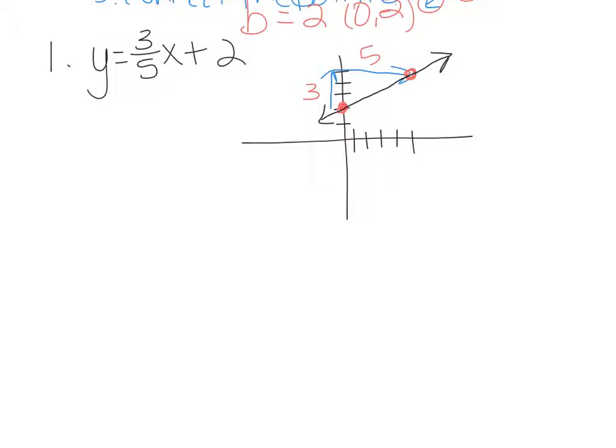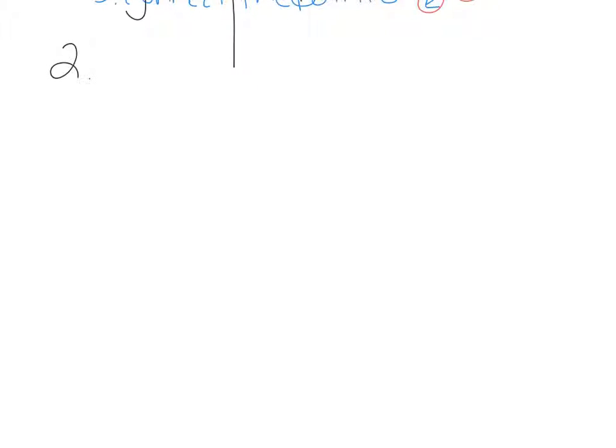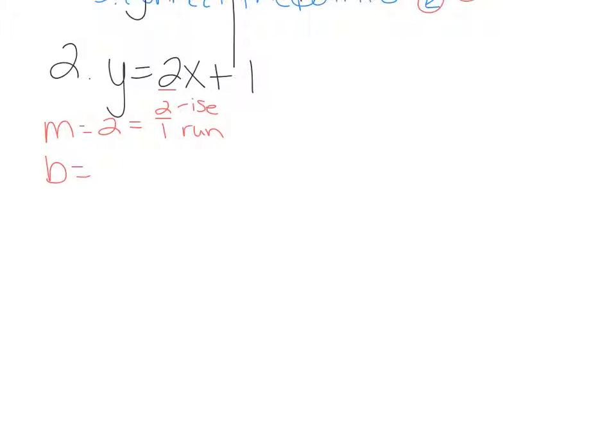Okay, for our second one, we have y equals 2x plus 1. Okay, step 1, make sure it's in y equals. It already is, so step 1's already done for me. Then I need to identify my slope and my y-intercept. The slope is the coefficient in front of x, so this time it's 2, or I could say 2 over 1, because this means I'm going to rise 2, run 1.